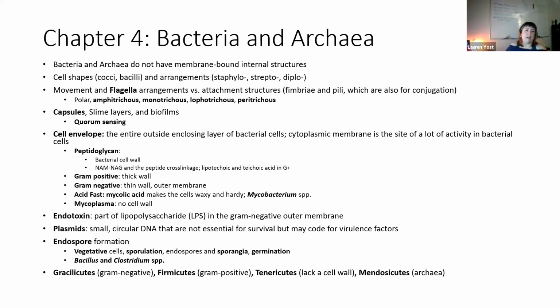Next, we're going to talk about the plasmids. Plasmids are small circular DNA. They're not essential for survival, but can code for virulence factors. A virulence factor is anything that allows that bacteria to gain a foothold and grow and become a pathogen and cause an infection in the host. It could be coding for a toxin, which is common, or antibiotic resistance, which is also very common.